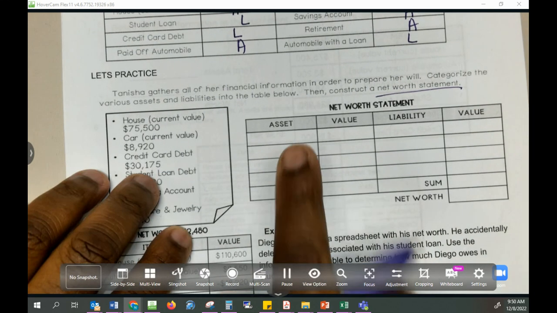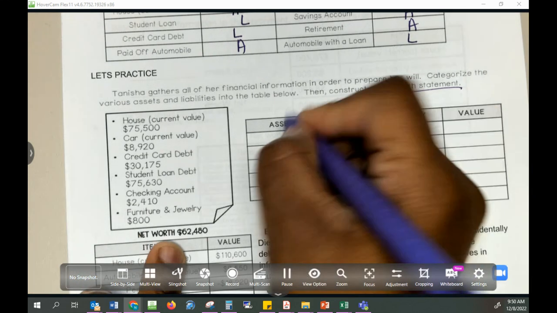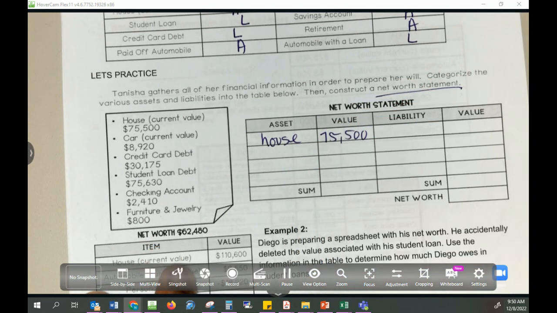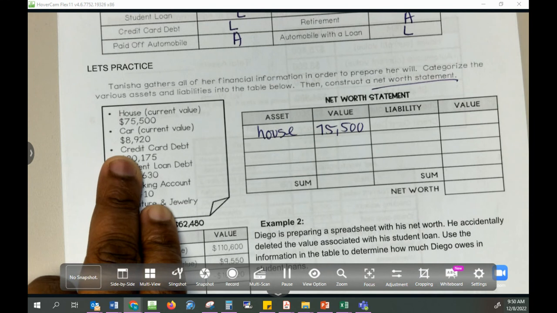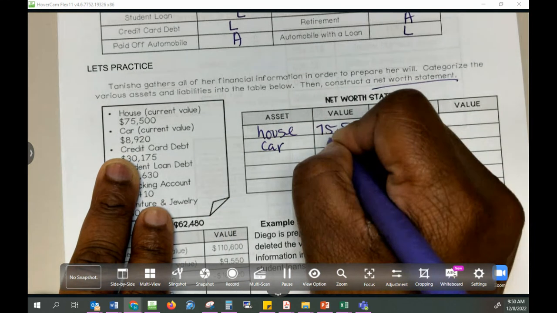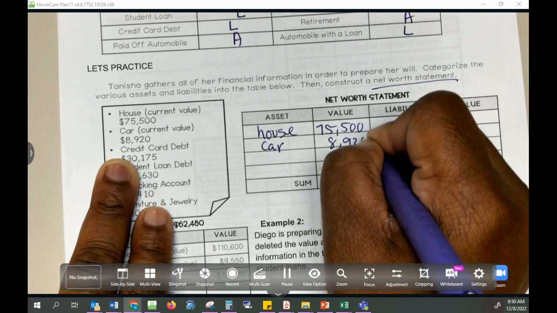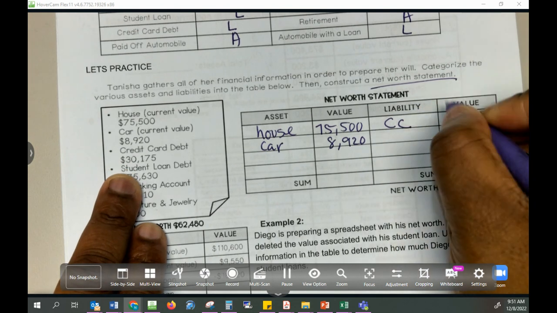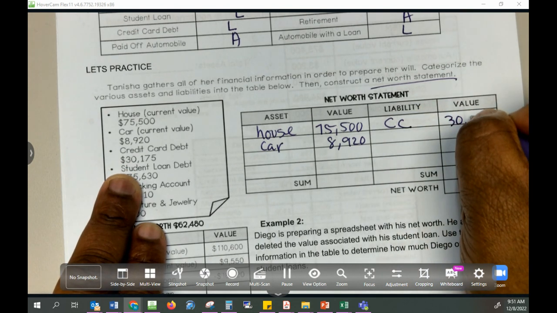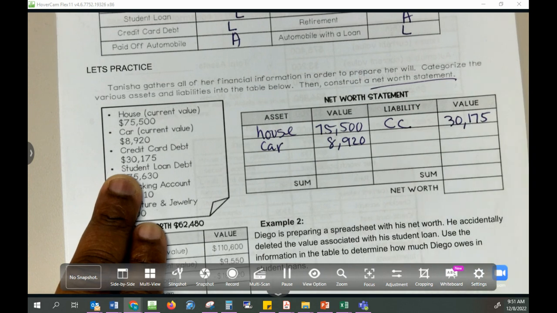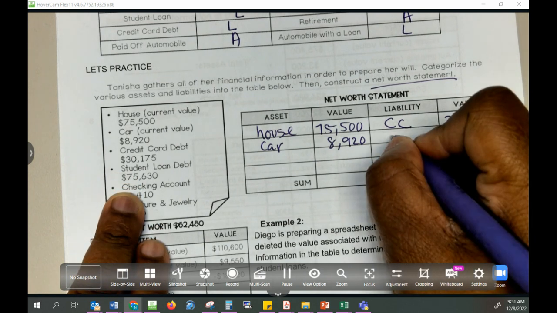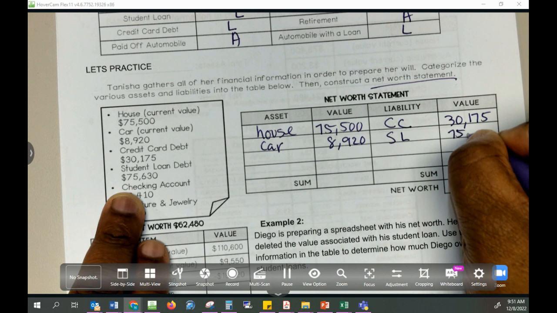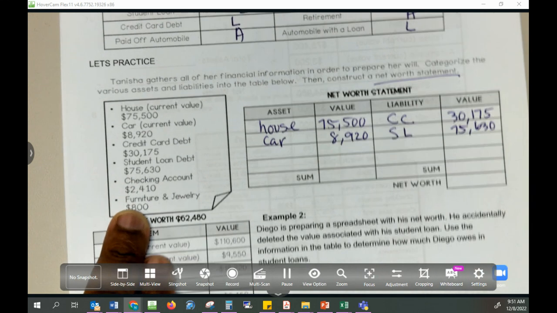So here, the item that we're writing, we'll say it's our house. Our value was $75,500. Our car current value, it's a positive value. So we're going to say our car, and we're going to write $8,920. Credit card debt, that's a liability. So I'm going to say CC, and we're going to put the $30,175. Student loan, that's a debt. So student loan, we're going to put $75,630. That's a lot of money to owe.